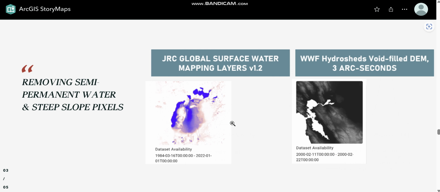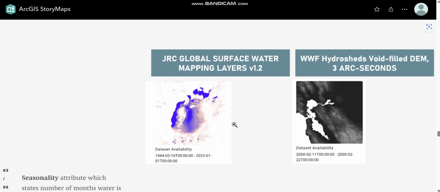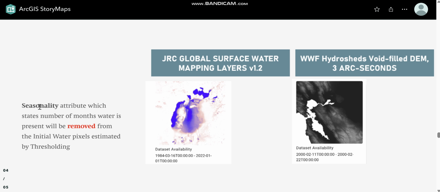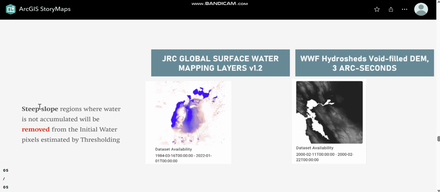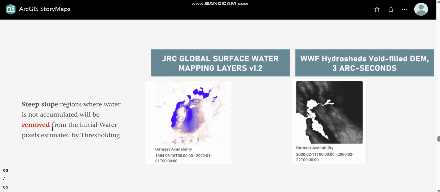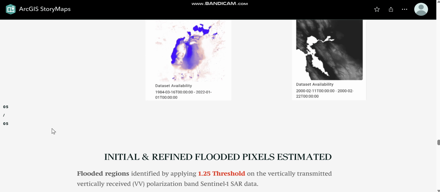Then refining of the results has been done through removal of semi-permanent water pixels and steep slope pixels. For that, the Global Surface Water mapping layer has been used, in which the seasonality layer identifies pixels where water is present for all 12 months, and those have been removed. The steepest slope pixels, where water can't accumulate, have also been removed.